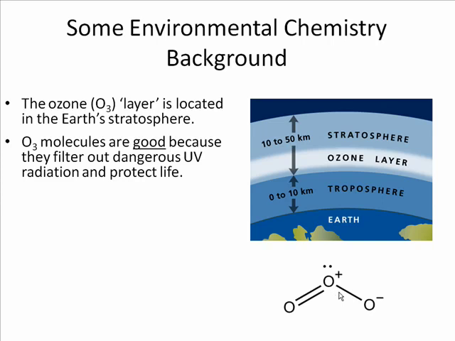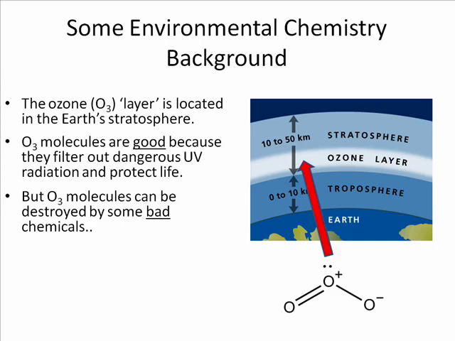Here's a picture of an ozone molecule. It's a form of oxygen, but it's not as stable as O2. So it does take a little bit of energy to create O3 from O2. But once you've got O3, it's good at absorbing this UVB radiation specifically. But the problem with ozone is that these molecules are a little bit vulnerable and they can be broken down.